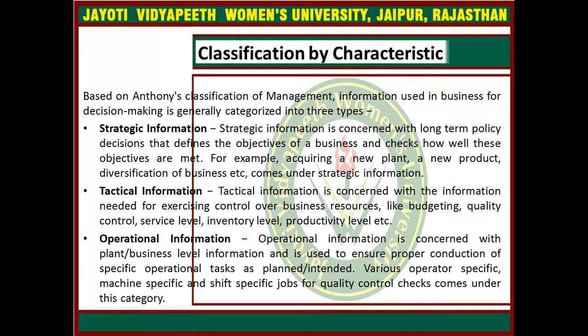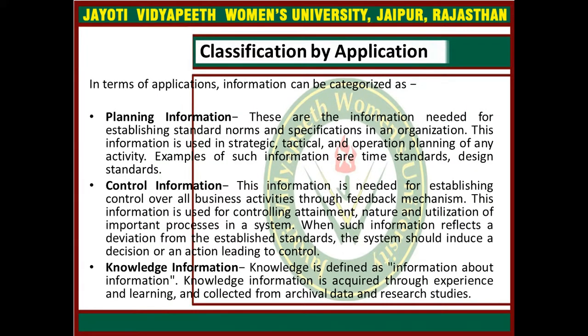Now another one is the operational information. This is concerned with the plant business level information and is used to ensure proper conduction of specific operational tasks. These tasks are planned and intended. So various operators, machine specific and shift specific jobs for quality control checks come under this category of operational information. Now the next one is the classification by application.